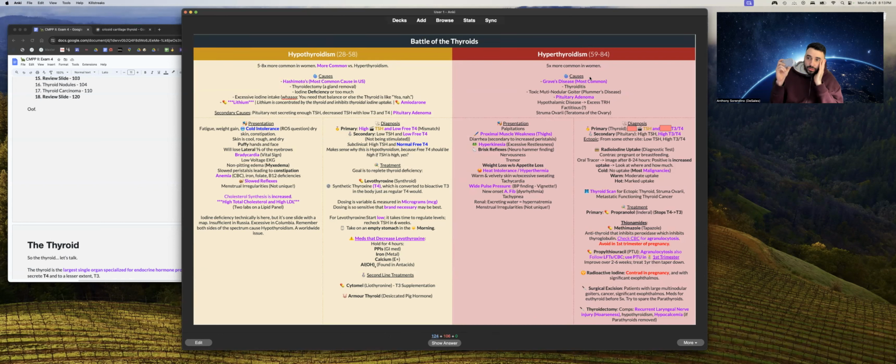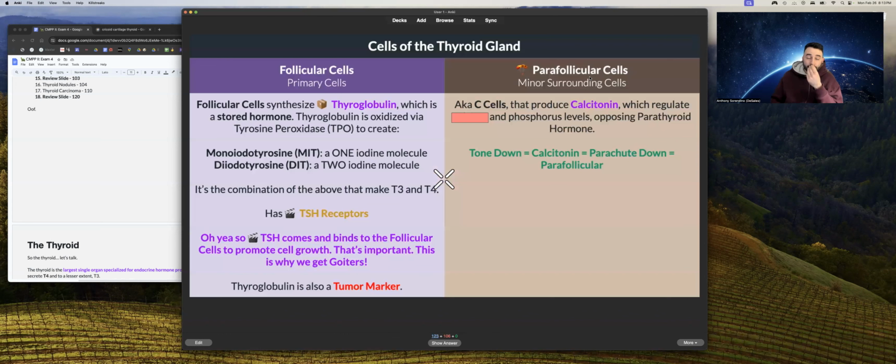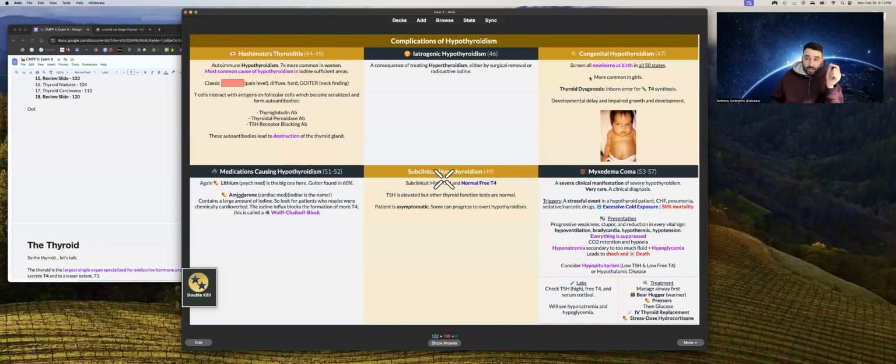Diagnosis, primary hyperthyroidism. Start with T3, T4, high, done. All right, it's primary. That's where the problem is. If that's high, TSH should be low. C cells produce calcitonin, which regulates calcium and phosphorus levels. Calcitonin brings down calcium, increases phosphorus.